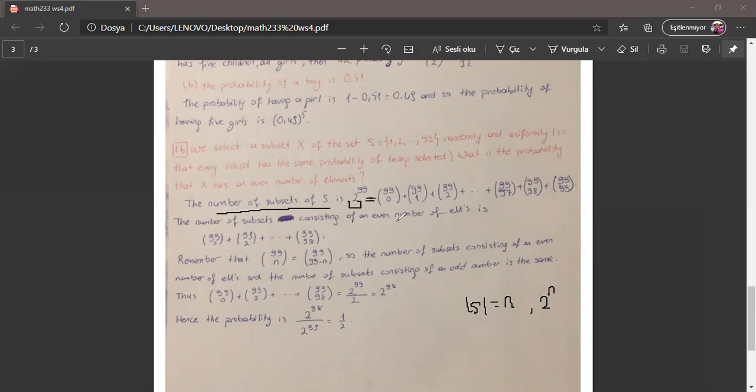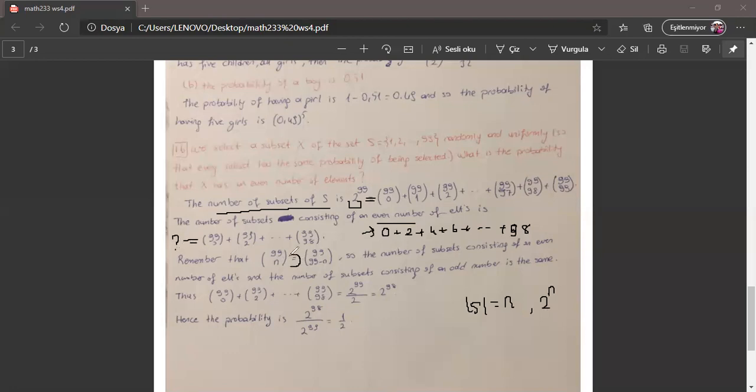Now, what's the number of subsets consisting of an even number of elements? As we say even number, it should contain either 0 elements, or 2 elements, or 4, or 6, till 98, okay? So we need to compute the number of these subsets. For 0, we have this. For the subsets with 2 elements, we have this number. And finally, we have this number. So this is equal to what?